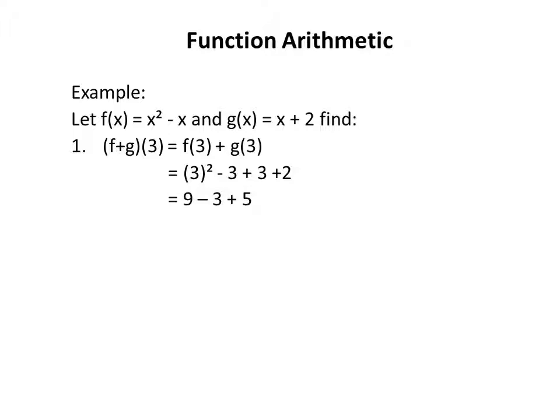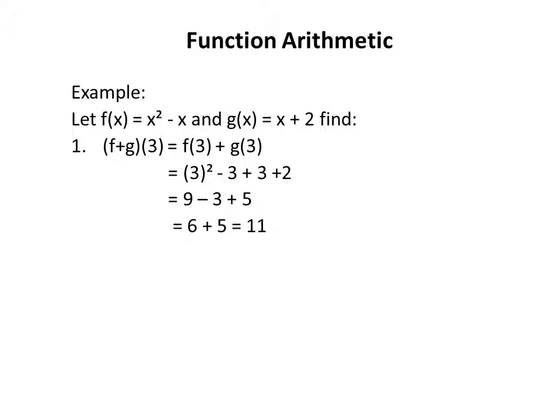So now in the next line, 3 squared gives us 9, and then bring down the negative 3. And then we add the two numbers, 3 plus 2 is 5. And then further manipulation would give us 9 minus 3 is 6, plus 5 equals 11.